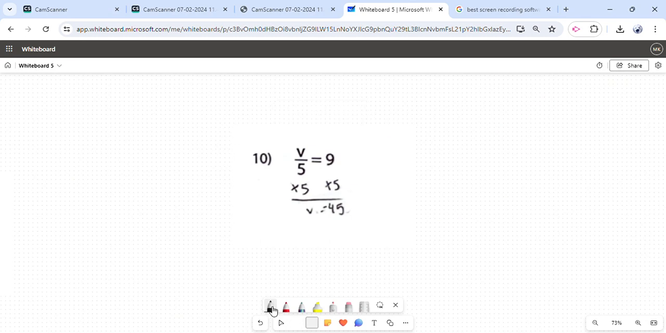And for the last question, we have b divided by 5 equals 9. What's the opposite of division? It's multiplication, so you have to multiply both sides by 5, and that gives you b equals 45.